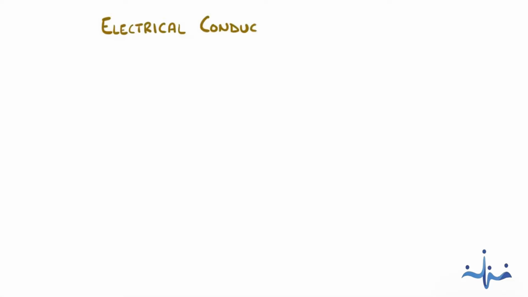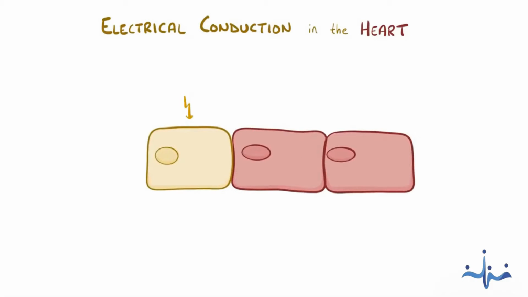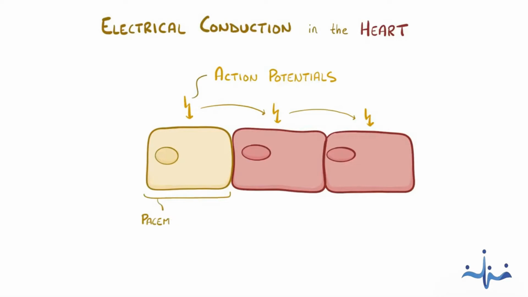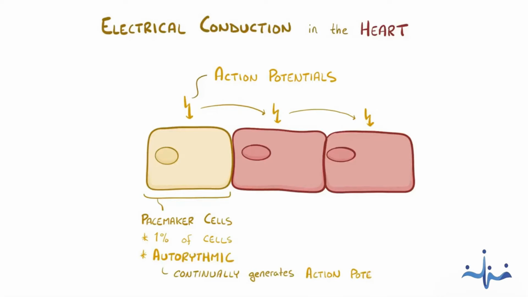So, electrical conduction in the heart refers to the electrical signals that go from cell to cell in the heart. This happens in the form of action potentials, which get sent out by the pacemaker cells in the heart. The pacemaker cells, also called conducting cells, are a relatively tiny group, only about 1% of the heart cells, but they're a pretty influential minority. Their special ability is that they're autorhythmic, which means that they're able to continually generate new action potentials that go out to the rest of the heart, which are the other 99%.